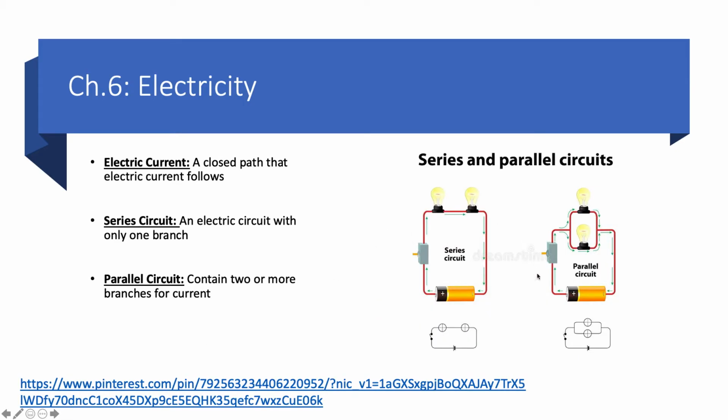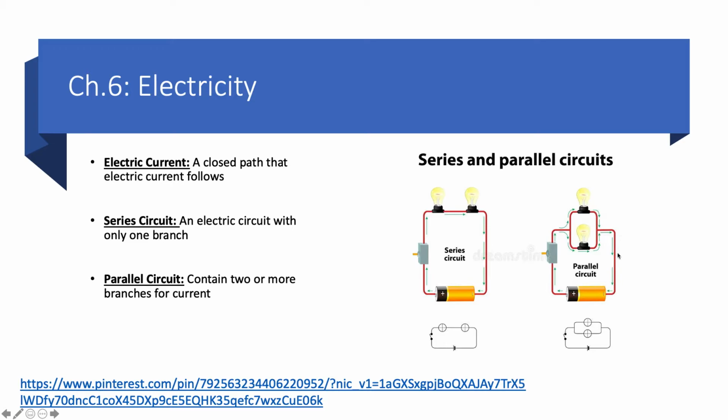When you talk about electric current, it actually flows through a closed path. We talked about two kinds of circuits. A series circuit has just one branch. You can see that you have the battery and one branch, and these two light bulbs are on that one branch. If you turn off the switch, both of these light bulbs will turn off, but if you turn it on, they're both going to turn on.